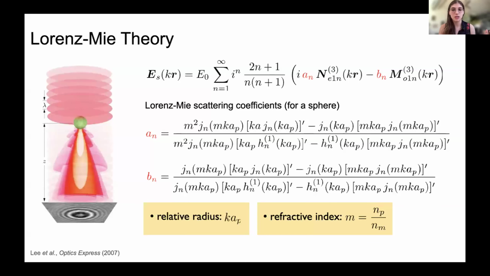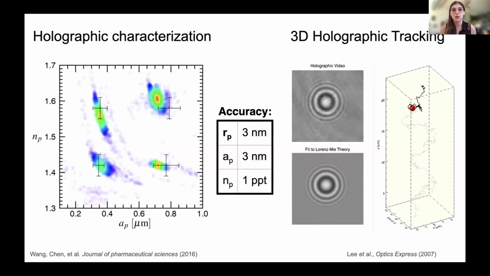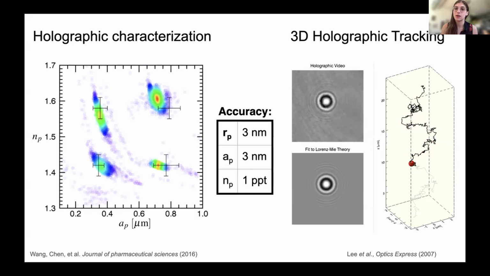But we've developed some very good analysis tools for doing this, and now we can get data like this. On the left here, I'm showing a typical holographic characterization plot. We can distinguish particles mixed together in suspensions by both their radius and their refractive index, which is a signal of their material, and distinguish their concentrations in this way.